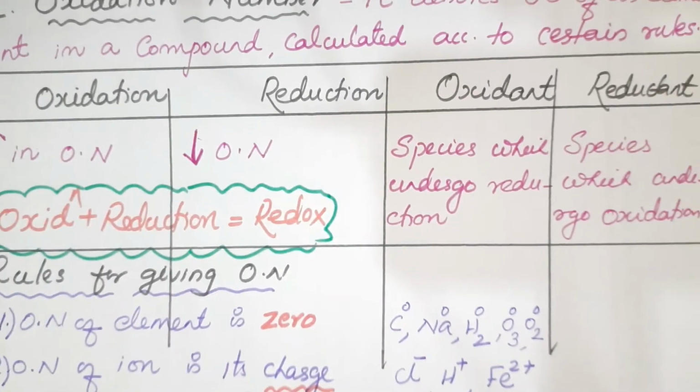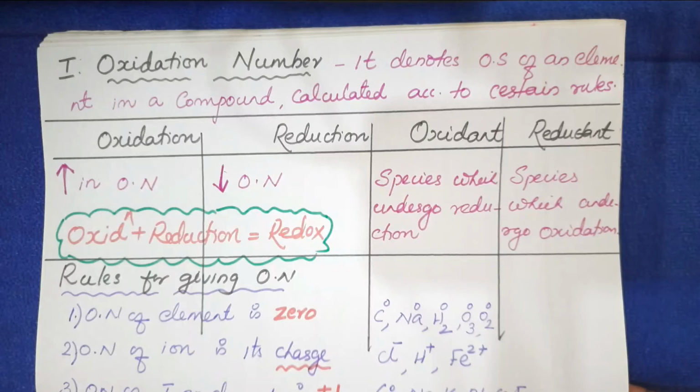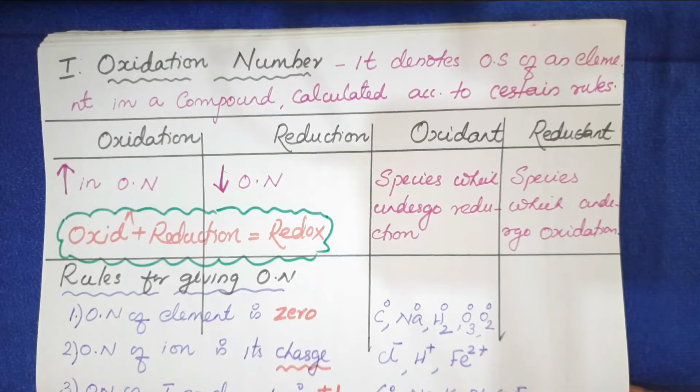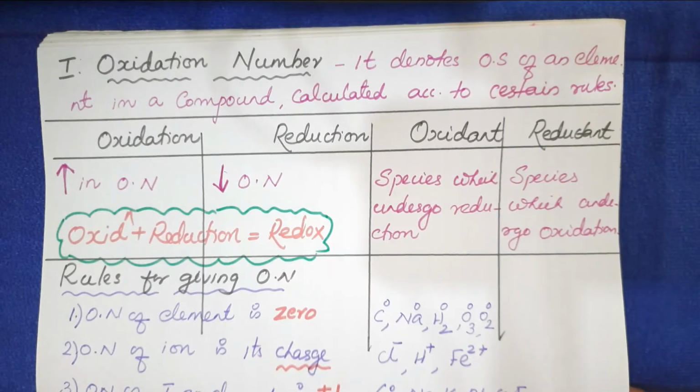Hi students, in this video we are going to discuss the chapter of plus 1 chemistry redox reactions very simply. First focus area is oxidation number. What is an oxidation number? It denotes the oxidation state of an element in a compound, calculated according to certain rules. So what is oxidation number? It is an oxidation state of an element.